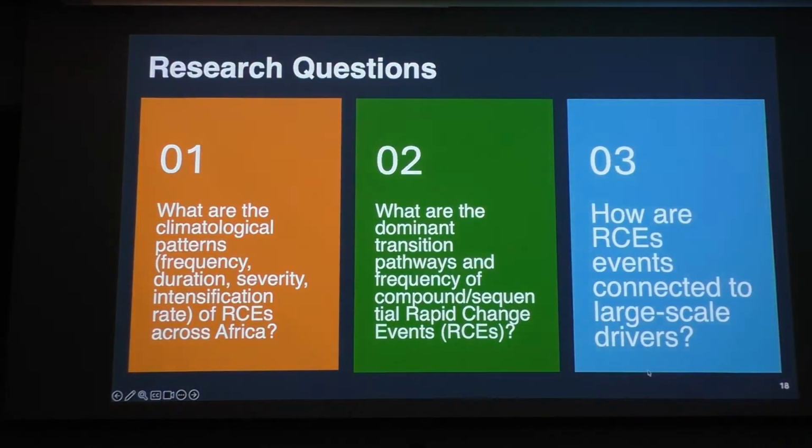With all that, I'm starting my research questions. The first: what are the climatological patterns, checking the frequency, which I call counts, the severity, and the intensification rate of these rapid change events? Then I'll check what the dominant pathway is. Is it from wet to dry, or dry to wet, or is it jumping from wet state to dry state? We will see all that. And then I'll connect them with large-scale drivers.